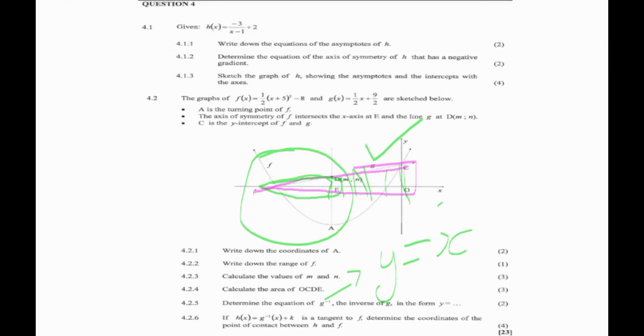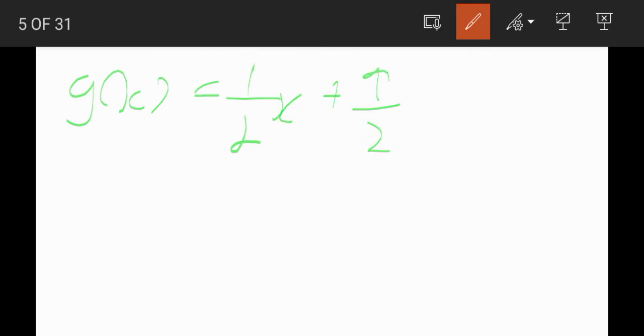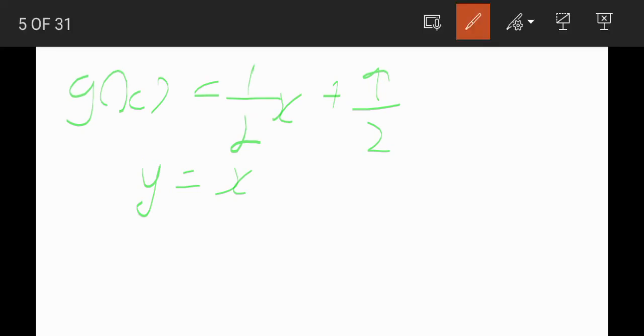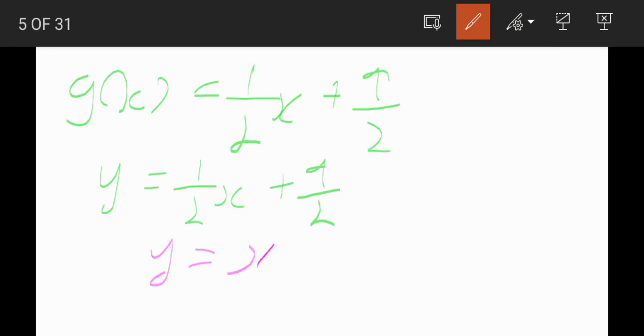So what are we supposed to do here? We're going to write the original one. g of x is equals to half x plus 9 over 2. But since we understand the g of x stands for y, if you can just allow me to rewrite that one. So I will have y is equals to half x plus 9 over 2. Then I know y is equals to what? To x.